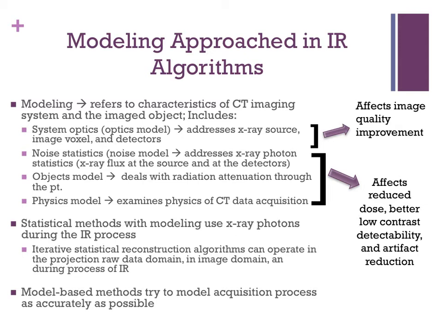The noise model addresses the X-ray photon statistics, which are the X-ray flux at the source and at the detector. The object model then deals with the radiation attenuation through the patient, and the physics model examines the physics of the CT data acquisition.